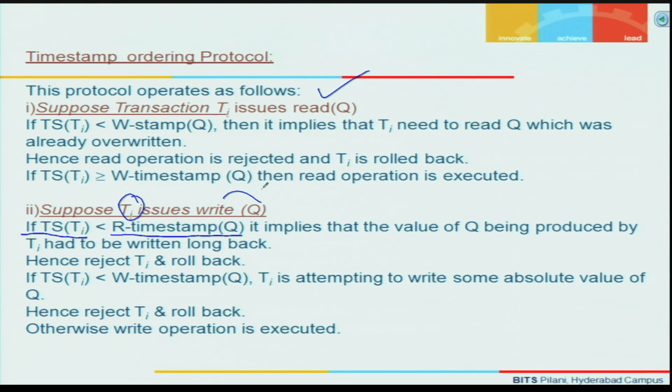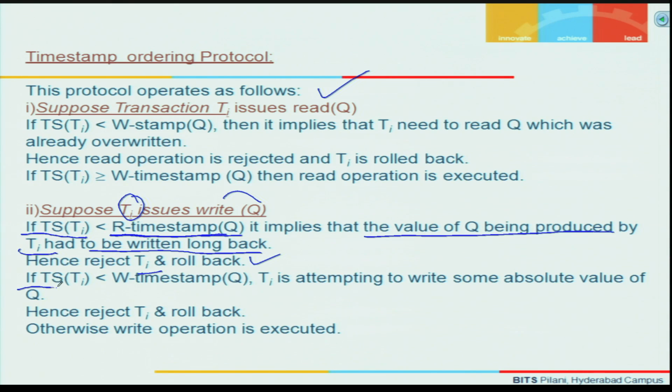as the read timestamp. If the timestamp of Ti, which is making a request for write, is less than the read timestamp of Q, meaning that Ti is an older transaction than the transaction which has quite recently read the data item Q, it implies that the value of Q being produced by Ti had been overwritten long back by somebody else. Hence the write operation request by Ti is rejected and Ti is rolled back and then restarted again.